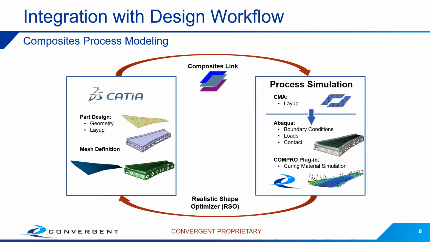Now we integrate with multiple workflows for composites process modeling. This is the Dassault workflow, where we start in CATIA to define your geometry and your layup and your mesh, using Composites Link, and put this into Abaqus to apply loads and boundary conditions and contact. And then the Compro plugin allows us to perform curing simulation and process-induced deformation analysis. And we can port this back to CATIA for tooling compensation using Realistic Shape Optimizer.